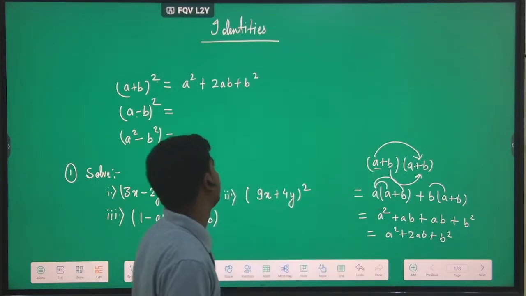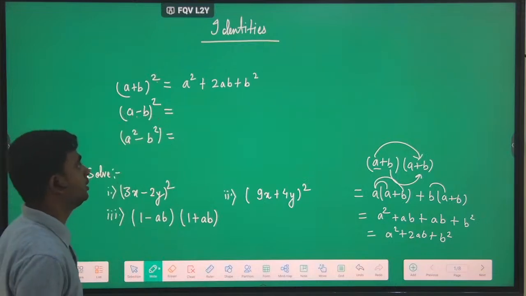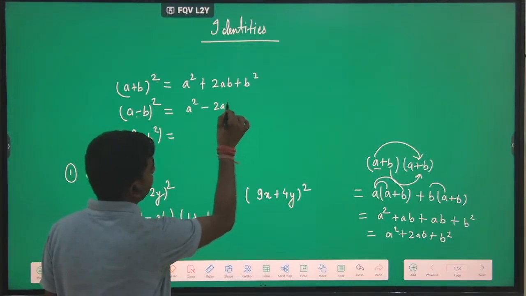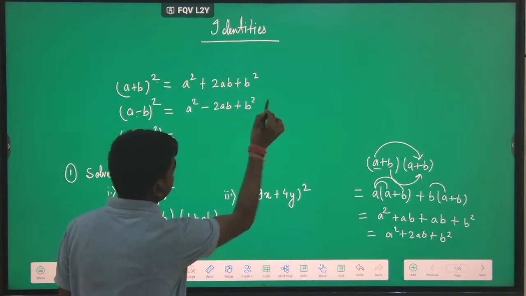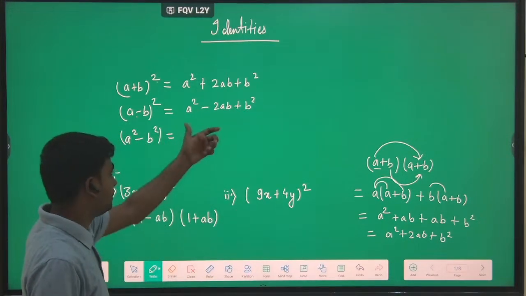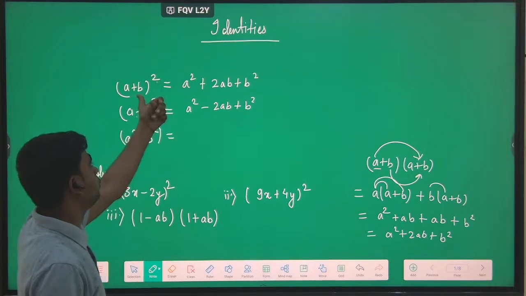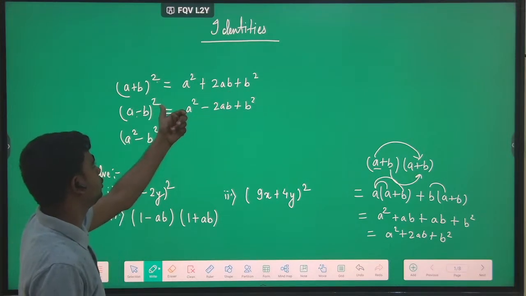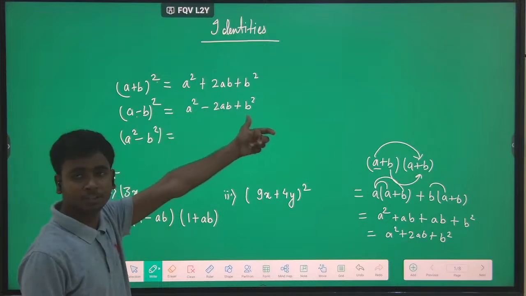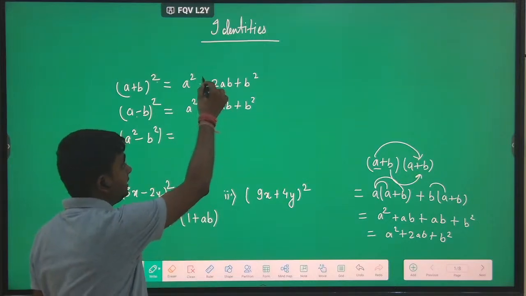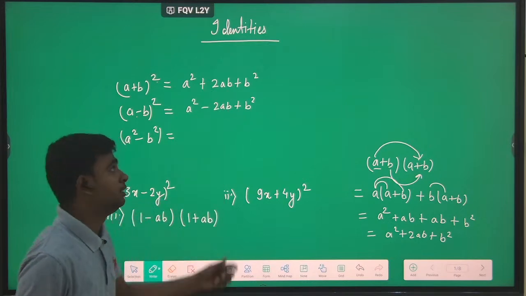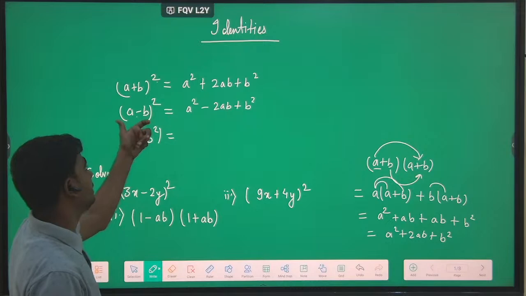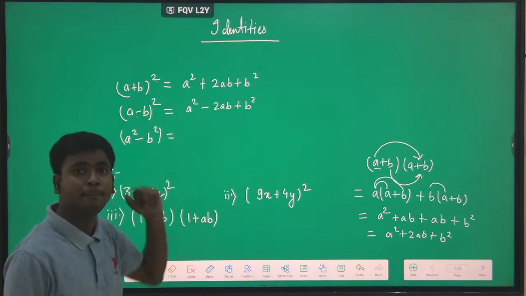Similarly, for a minus b whole square, the formula is a square minus 2ab plus b square. The main difference: for a plus b whole square, it is a square plus 2ab plus b square, and for a minus b whole square, it is a square minus 2ab plus b square. Only the sign is changing in 2ab. In a plus b whole square, the 2ab is plus 2ab, and in a minus b whole square, the 2ab is minus 2ab.